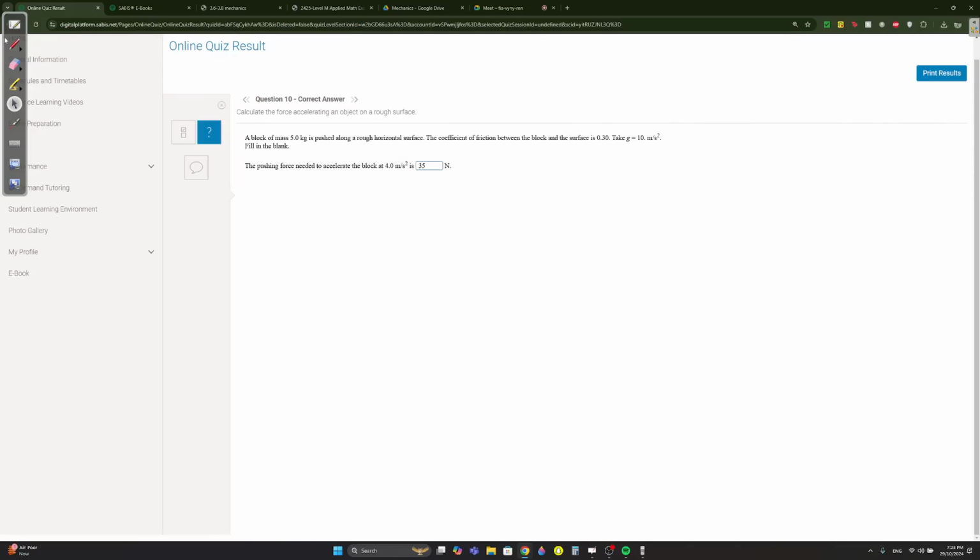Question 10. A block of mass 5 is pushed along a rough horizontal surface. The coefficient of friction between the block and the surface is 0.3. The pushing force needed to accelerate the block at 4 meters per second squared is what? Free body diagram. Weight, normal, right? It's being pushed, so acceleration is to the right. It's pushed, let's call it force F. And it has friction because it's rough.